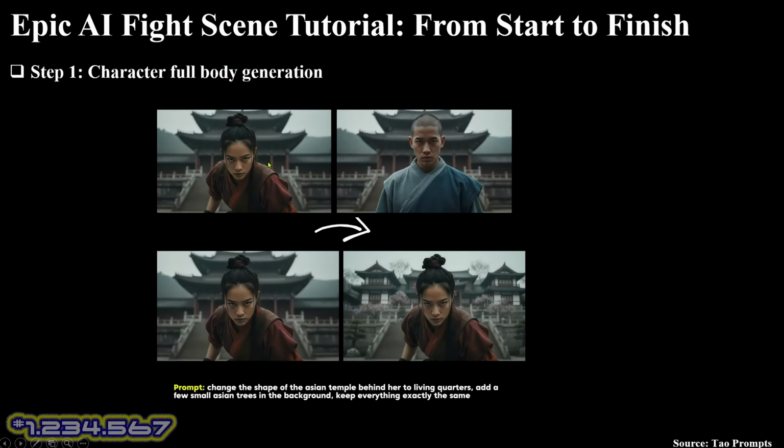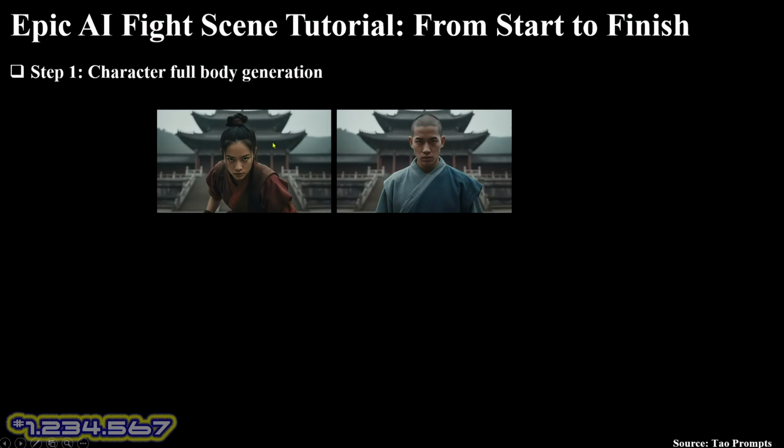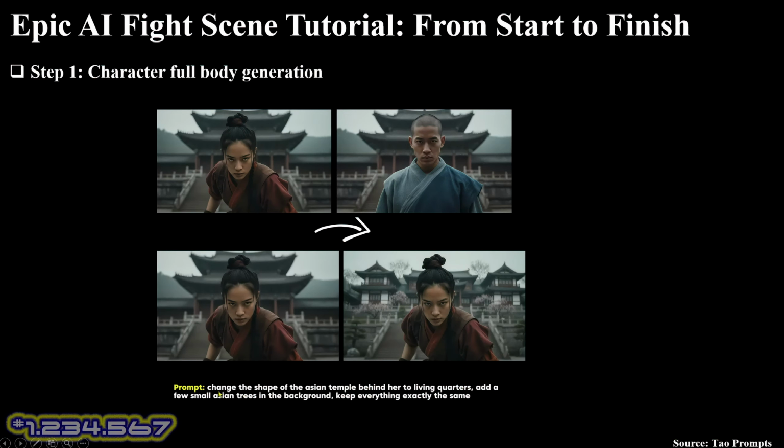From the two images, you can see that they somehow have the same background here. Using the latest Nano Banana or Seedream, you can change the background. If you have not watched it, you can check my channel to see the video to help you do that. Here you can say: change the shape of the Asian temple behind her to living quarters. Add a few small Asian trees in the background. Keep everything exactly the same, and then you can have the new background with the same character, as you can see over here.